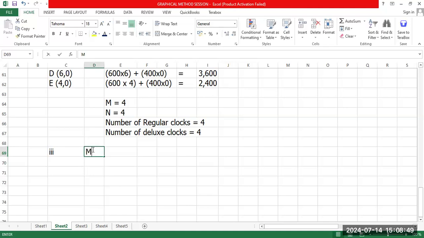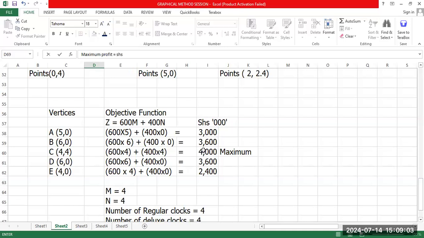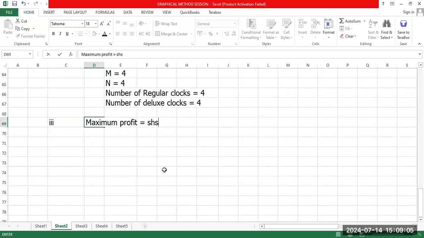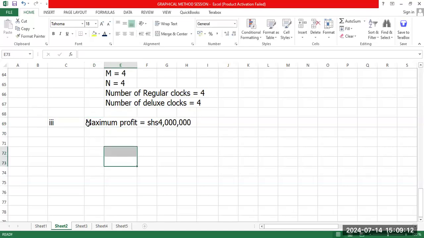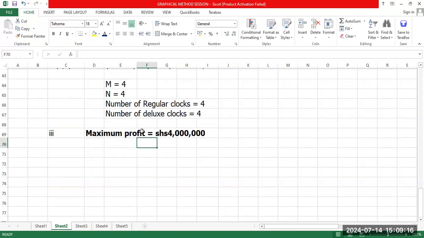And the last part, they ask what is the maximum profit? The maximum profit is this one, 4,000, but it is 4 million now. And that's how you can conclude.